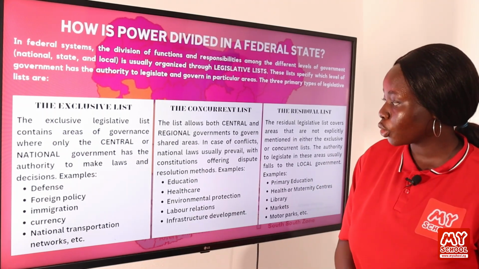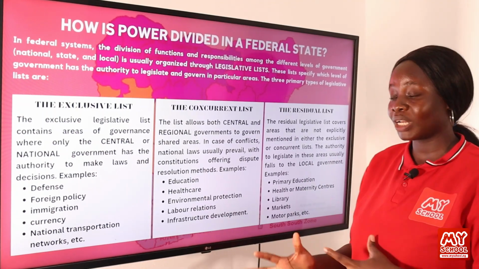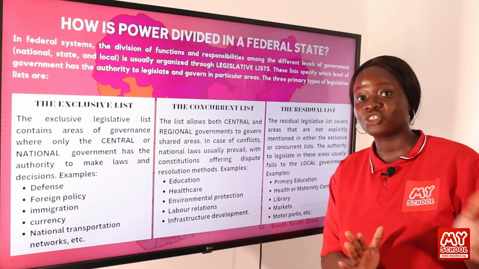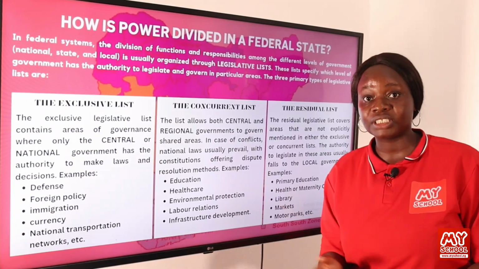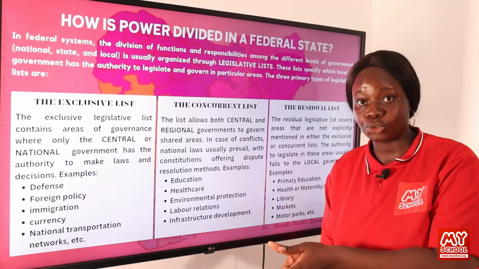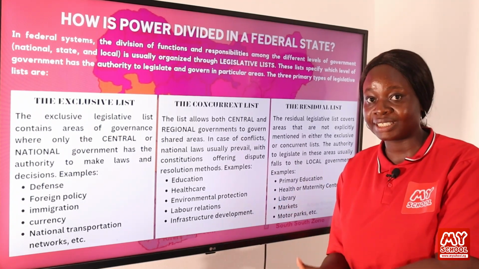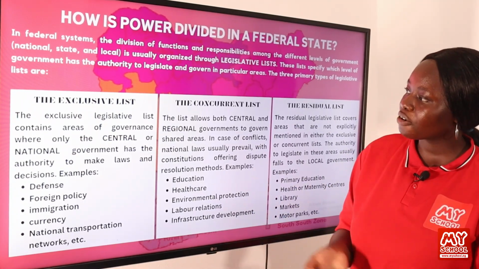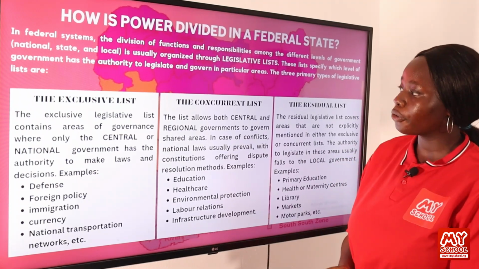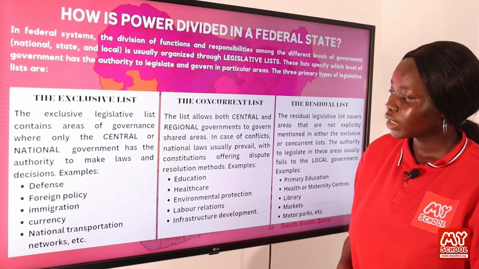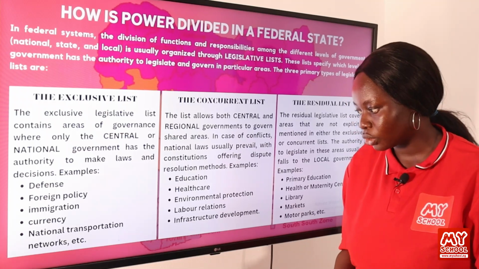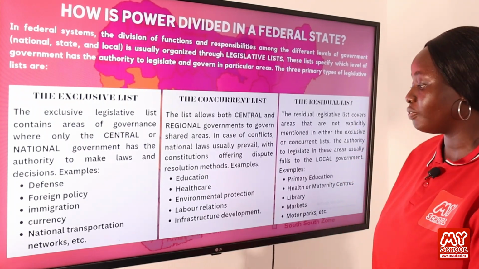So with constitutions offering dispute resolution methods, whenever there is a dispute between the federal and the state governments concerning these areas, they usually refer back to the constitution. What does the constitution say about this? So the areas that are under the concurrent list include education, healthcare, environmental protection, labor relations, infrastructural development.